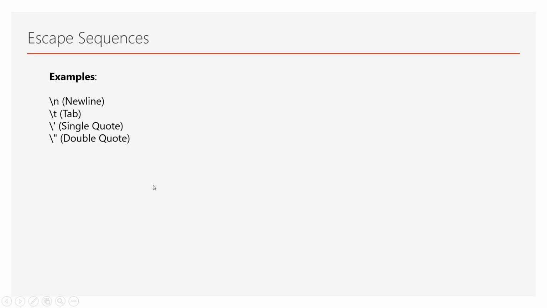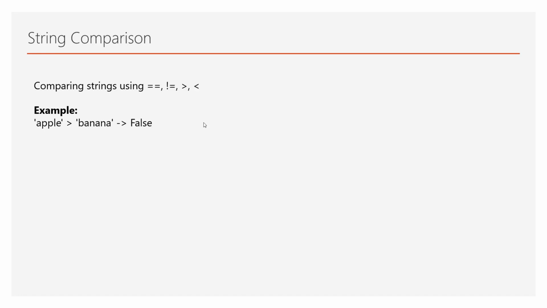Next comes escape sequences. They help in including special characters like new line and tab. Inside the strings, you can use single quotes and double quotes. Next comes string comparison. It allows string comparison using relational operators like the double equal to sign, not equal to with the exclamation sign, greater than, and less than. These comparisons are based on ASCII value. Suppose I'm checking with an example, is apple greater than banana? It returns false. Why? Because the ASCII values are different, so it will be false.